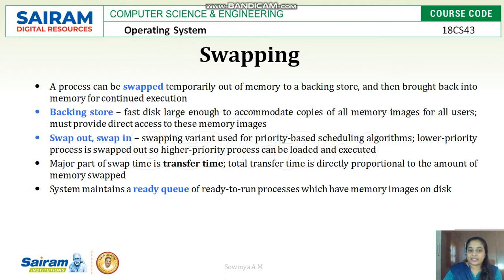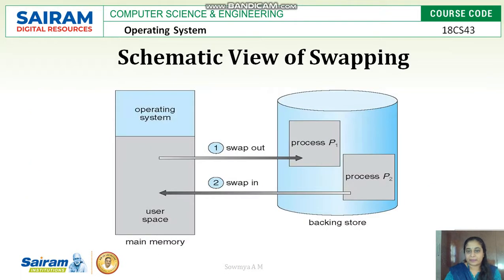So the swap in and swap out time is called the transfer time in the swapping method. The system maintains a ready queue for ready to run processes which have to be in a memory image. This ready queue will have all the processes which have to be executed. So the data of those ready queue processes will be swapped from the backing storage to the main memory. This is how the schematic view of swapping is shown pictorially.